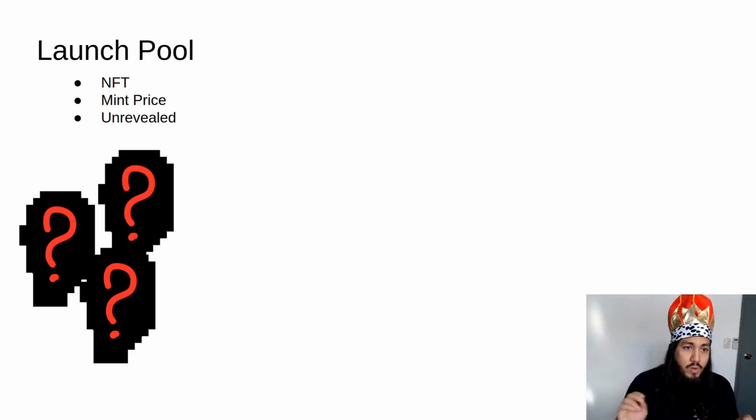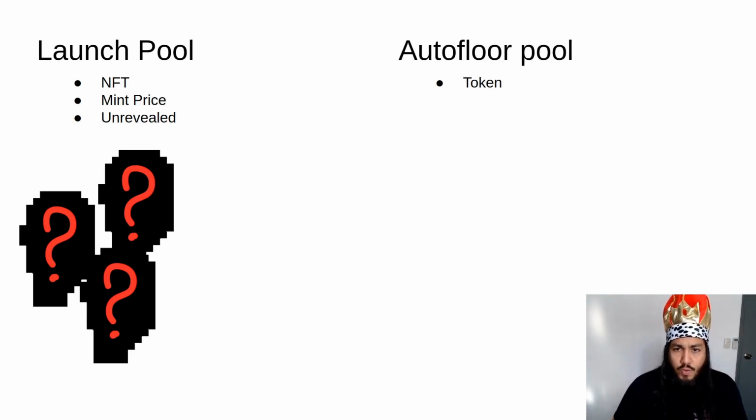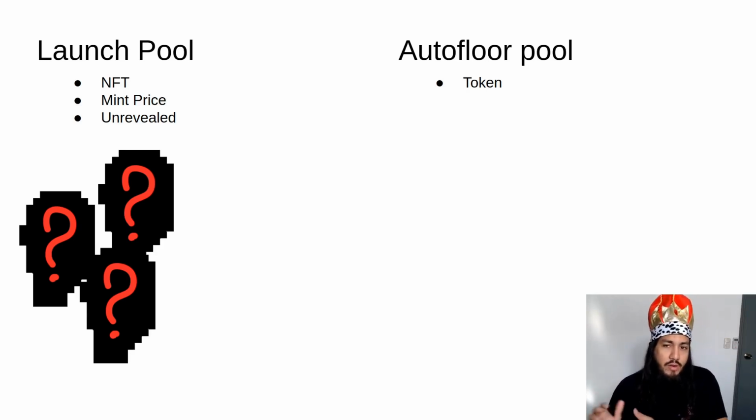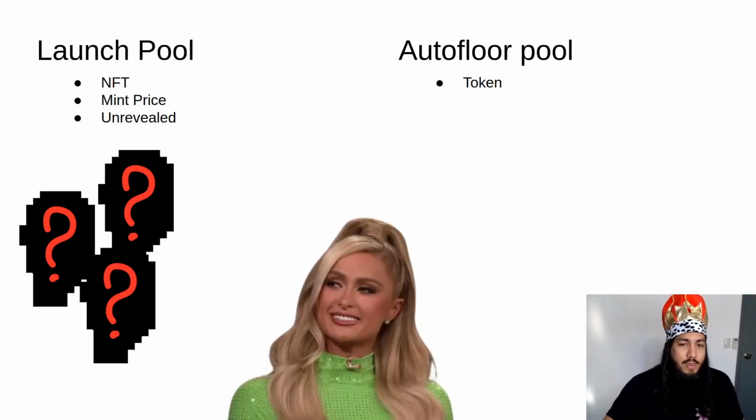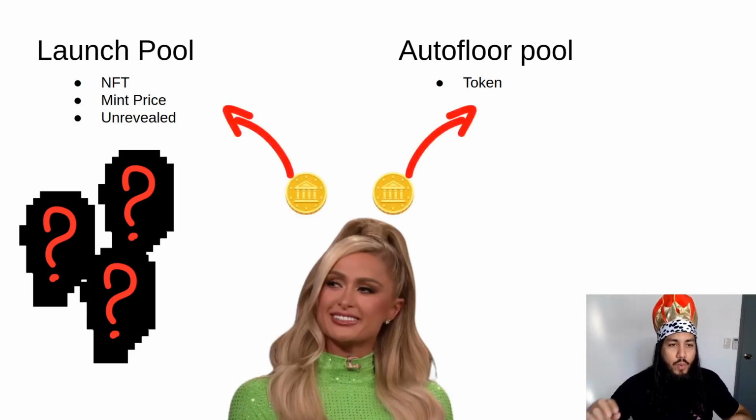This is all done by the smart contract. So it automatically gets minted and put back into the smart contract. We also have the autofloor pool, which is going to have tokens, Ether or whatever tokens, waiting for NFTs to be automatically bought. So for example, if you have an NFT buyer that wants to buy a new NFT, the NFT buyer will send tokens to both the launch and autofloor pool, and this all will be handled by the smart contract.